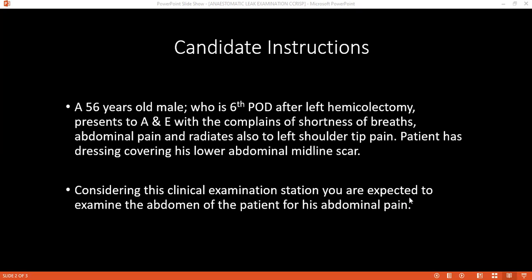And in my examination, the patient has a lower abdominal midline scar with a dressing covering it. The patient looks slightly in painful discomfort. There are no signs of pallor, palmar erythema, Dupuytren's contracture, clubbing, or any asterixis. And there's no supraclavicular lymph node palpable. What is your provisional diagnosis?